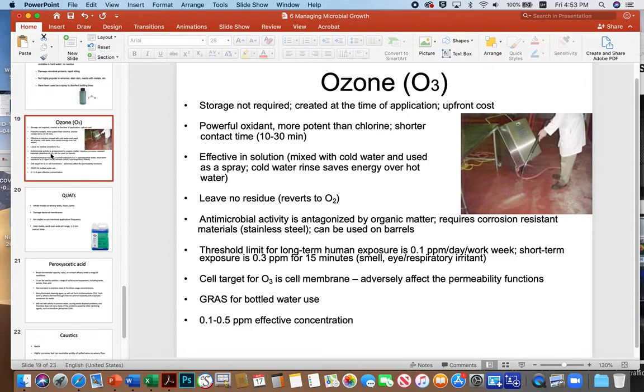Ozone's a powerful oxidant that can be more potent than chlorine. Has a really short contact time, so you can spray it on and basically just let it evaporate, because there's no residue. It just reverts to oxygen, because it's O3, but it reverts to oxygen. It has a great smell too. I love the smell of it.